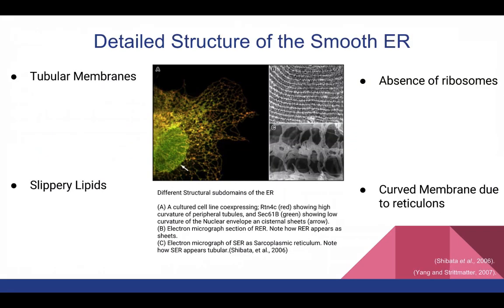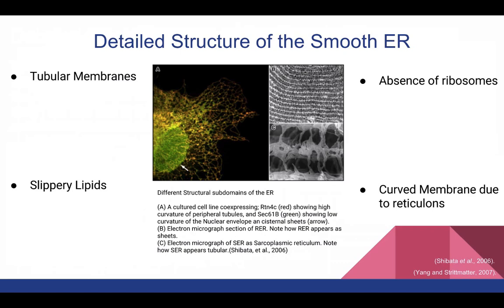The smooth ER is made up of tubular membranes and slippery lipids. The absence of ribosomes is advantageous as this allows easy access for the enzymes, vesicle budding, and fusion components to the lipid surface. The membrane is highly curved due to smooth ER-specific proteins, the reticulons. These proteins can bend the membrane to form the tubule.